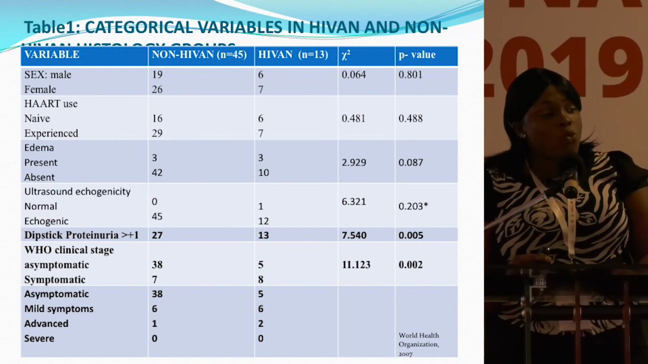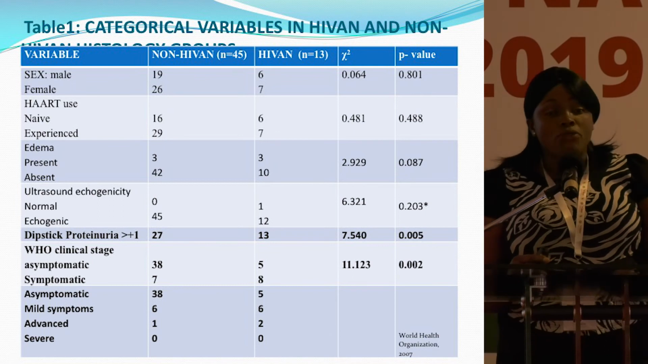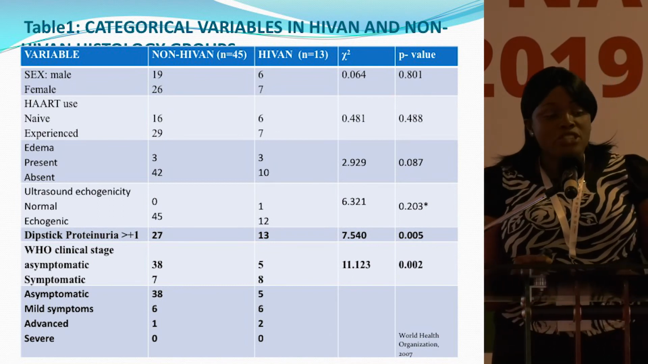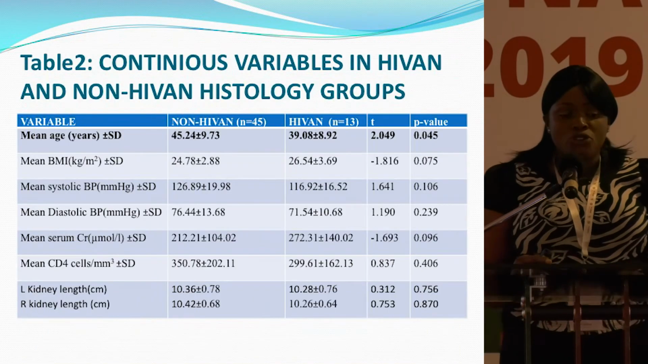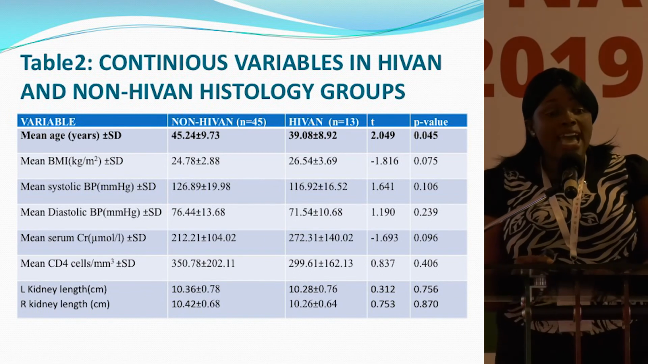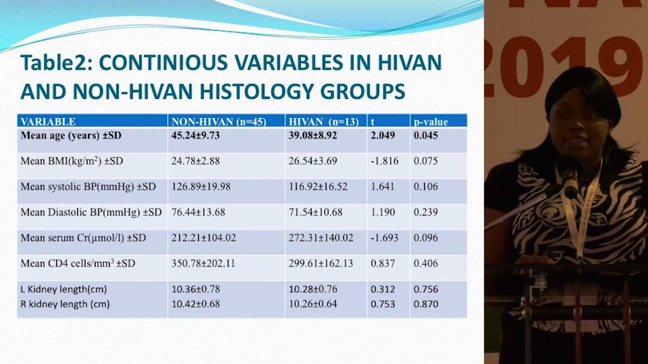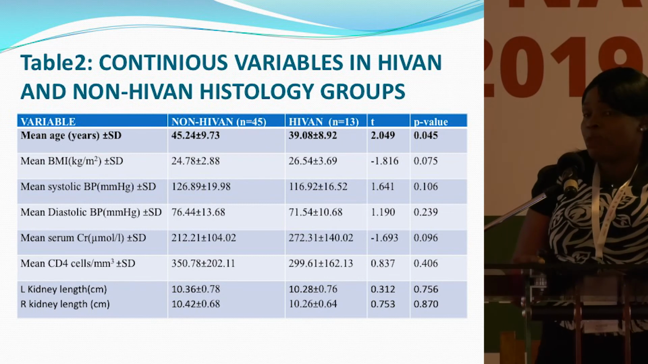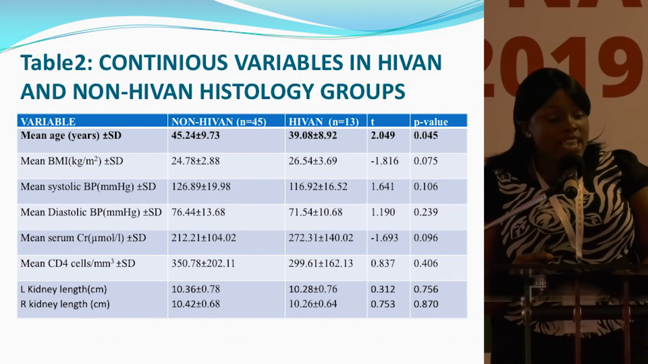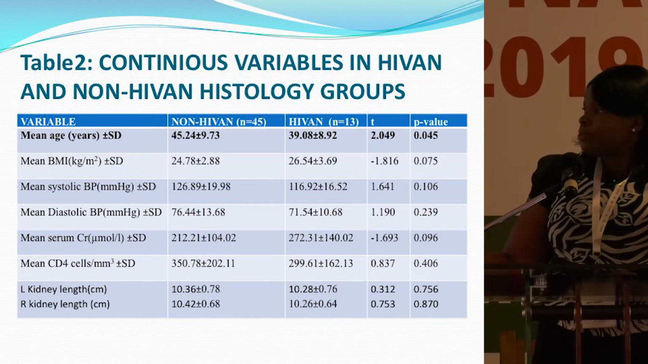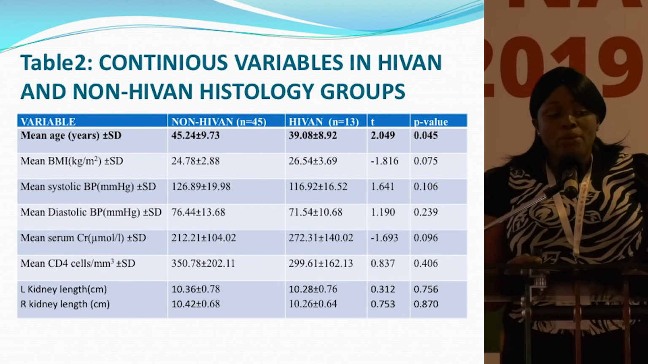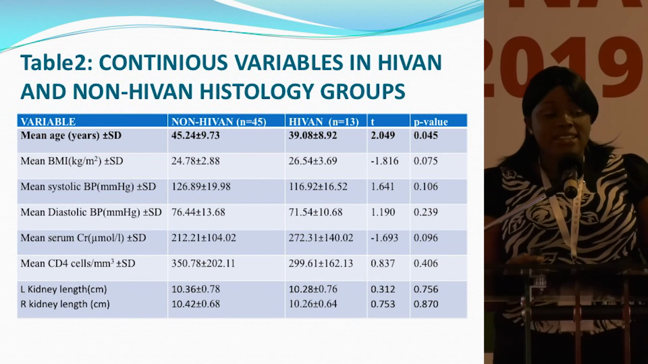Then when we looked at the World Health Organization clinical staging of established HIV infection, we first of all categorized the patients into asymptomatic and symptomatic groups, and we found that the difference is statistically significant. The patients who had HIVAN were more likely to be symptomatic, and this is in keeping with what has been previously documented, that oftentimes HIVAN is documented in the setting of advanced HIV infection. Patients who had HIVAN were also noted to be younger, and this was also statistically significant.